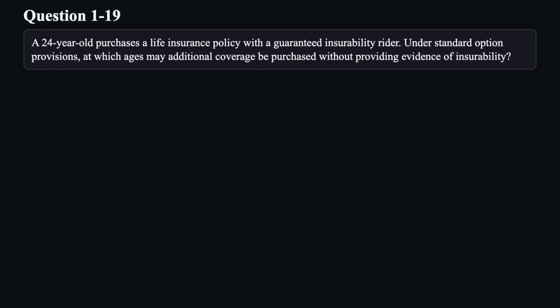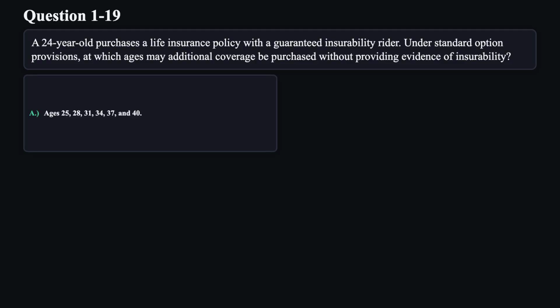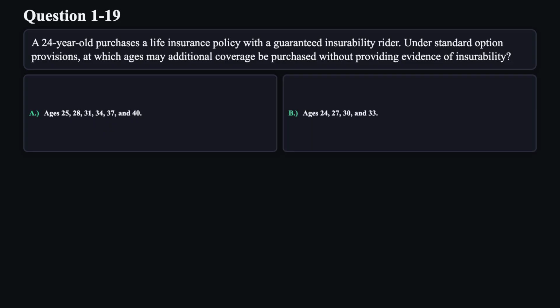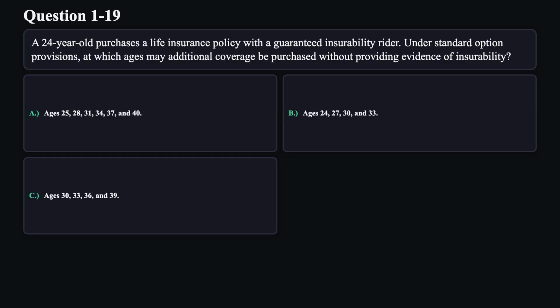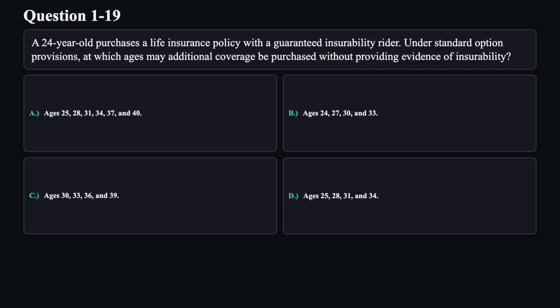Question 19. A 24-year-old purchases a life insurance policy with a guaranteed insurability rider. Under standard option provisions, at which ages may additional coverage be purchased without providing evidence of insurability? A. Ages 25, 28, 31, 34, 37, and 40. B. Ages 24, 27, 30, and 33. C. Ages 30, 33, 36, and 39. D. Ages 25, 28, 31, and 34.